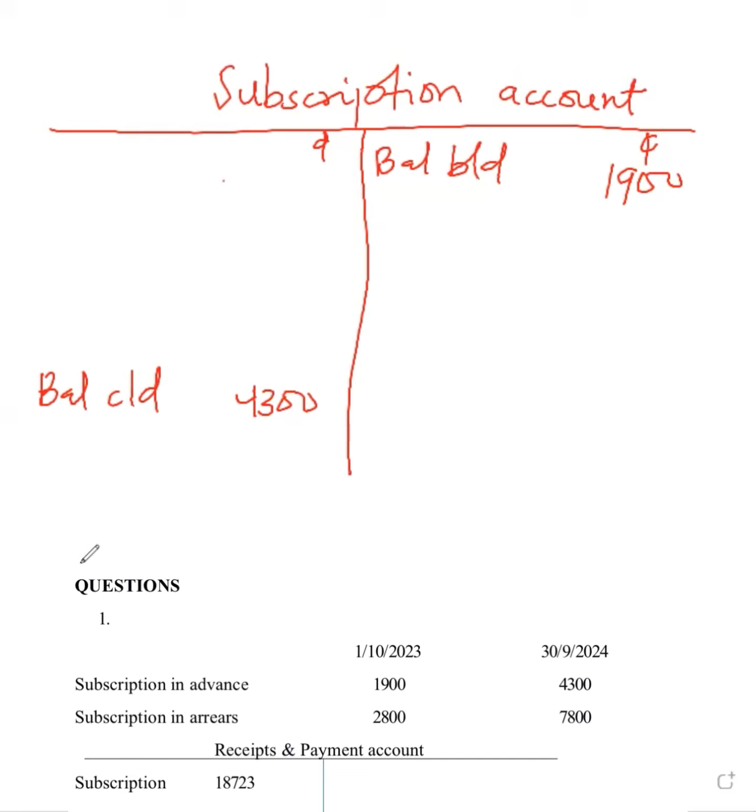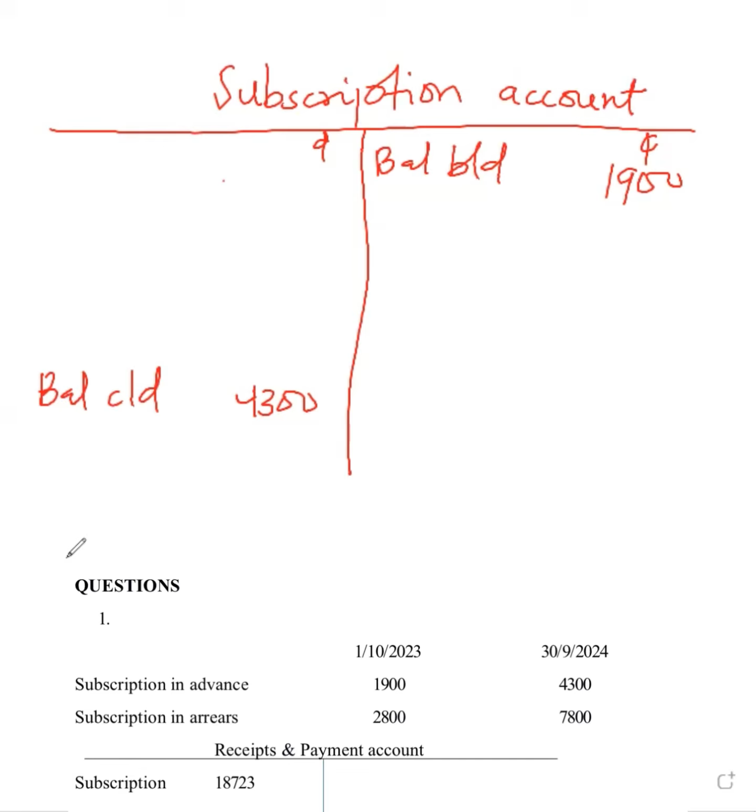When you are done with this one, then you come to the next one, subscription in arrears. These are income owings. The members of the club are owing the organization. Therefore, it is an asset to the organization. So you ask yourself, subscription in arrears, is it an asset or a liability? It is an asset.